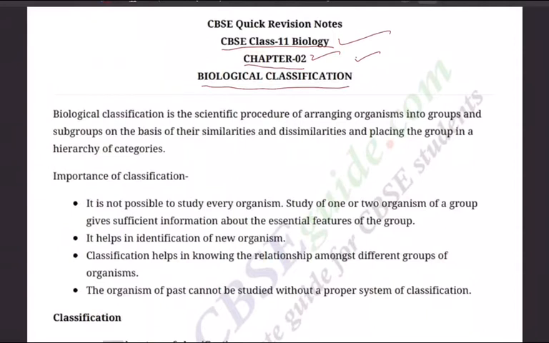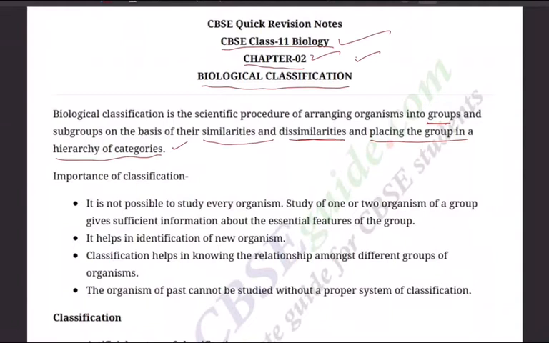Moving ahead, what is biological classification? In the first chapter we were talking about classification, taxonomy, all that. It is the scientific procedure of arranging organisms into groups and subgroups on the basis of similarities and dissimilarities. Remember the taxonomical hierarchy, and remember that we related the similarities and dissimilarities with the key and lead. So keys and leads help us to find the similarities and dissimilarities, and based on that, we place animals and plants into different groups in various hierarchy categories.